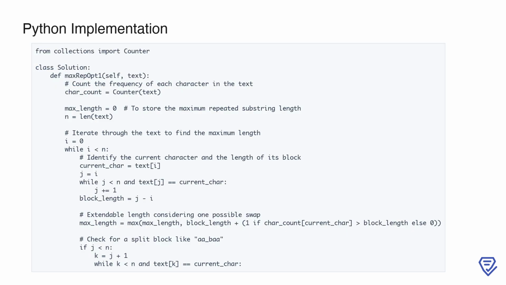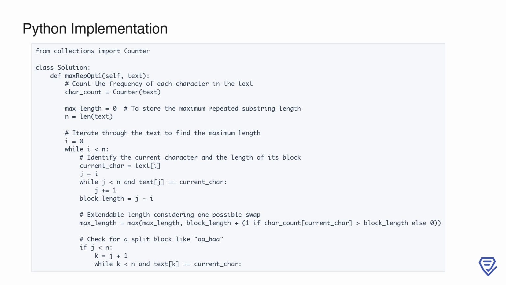Here, we start by importing the Counter class from the collections module, which will help us count the frequency of characters in the string. Inside the Solution class, we define the method maxRepOpt1, which takes the input string text. The first step is to use Counter to calculate the frequency of each character in the string, storing this in the variable char_count. Next, we initialize max_length to 0, which will keep track of the longest repeated substring we can achieve, and end to the length of the input string.